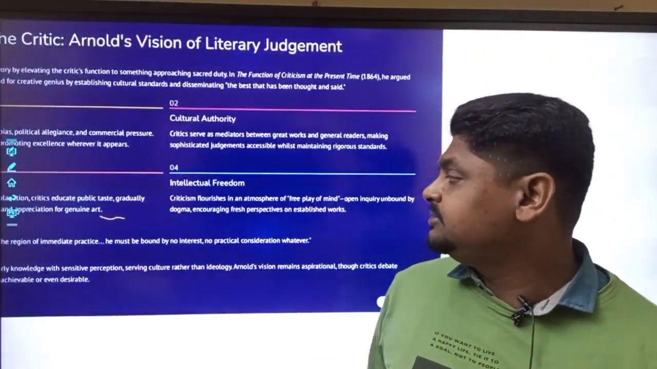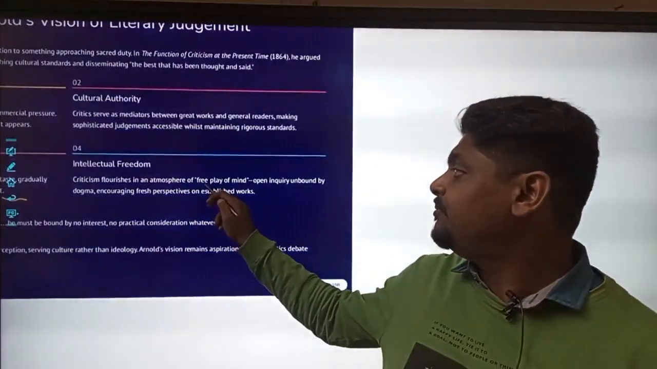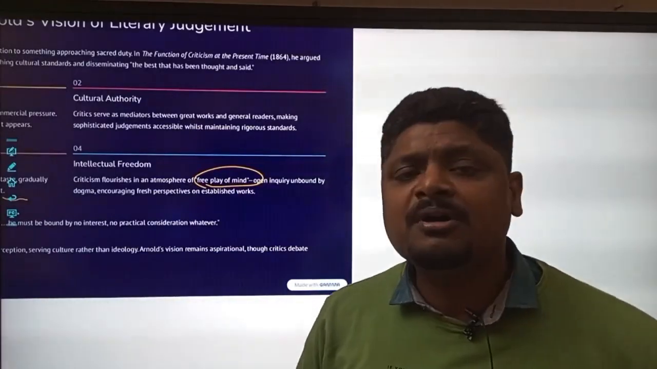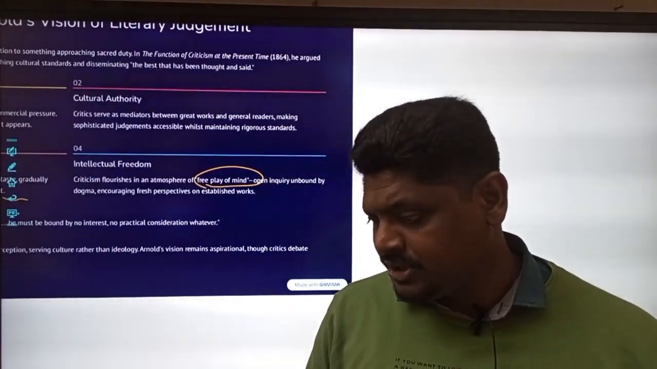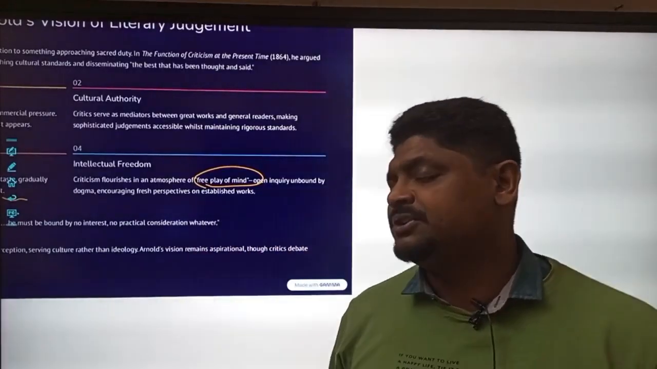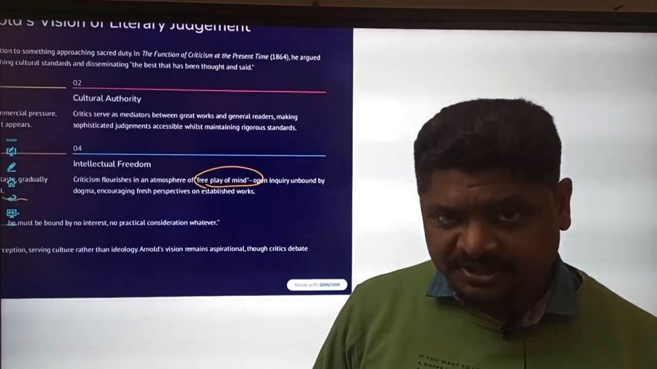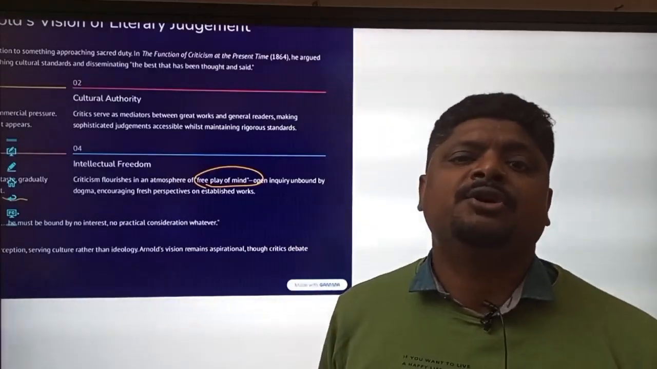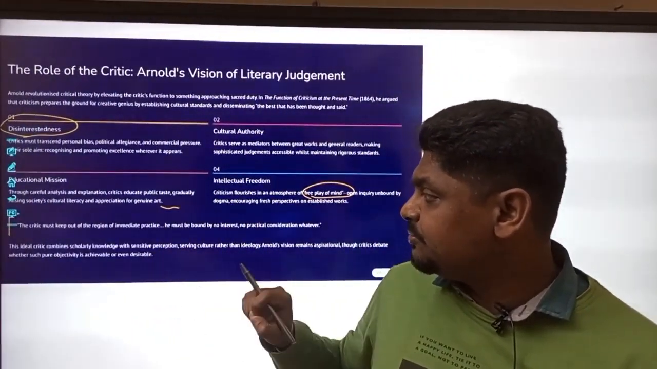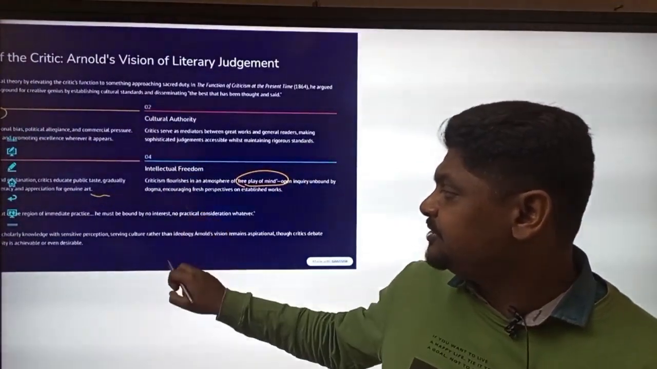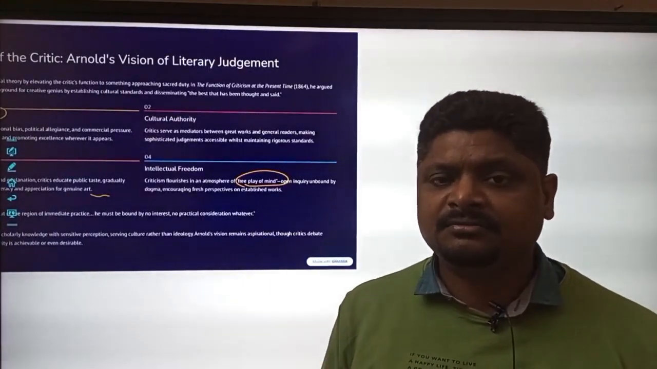Okay, and then intellectual freedom. So criticism flourishes in an atmosphere of free play of mind, open inquiry, unbound by any dogma, no superstition, no restriction, no boundaries, encouraging fresh perspectives on established works. So these are the important aspects which a critic must rely on. Okay, so the critic must keep out of the region of immediate practice. He must be bound by no interest, no practical consideration, whatever. It must be very objective, scientific, and analytical bent.